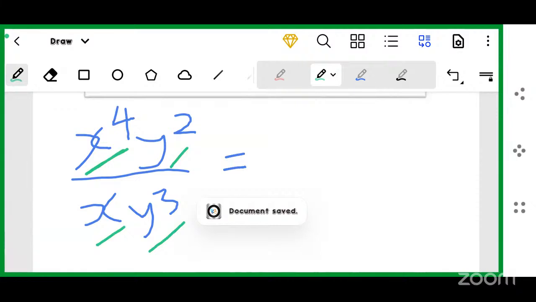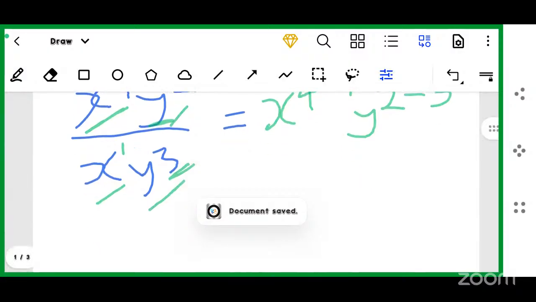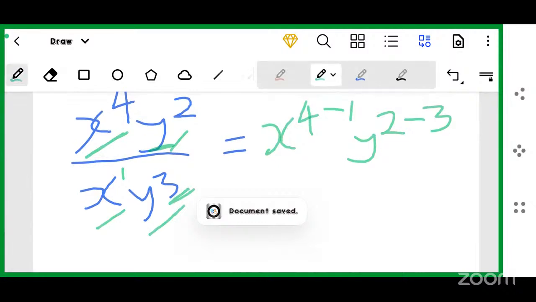Since we are dividing, we keep the x to the power of 4, and since there is an imaginary 1 on the x, we say 4 minus the imaginary 1, and then we write the y, which is going to be y to the power of 2 minus 3. We write our 3. So this is how we carry on. What is 4 minus 1? x to the power of 3. And the next one?